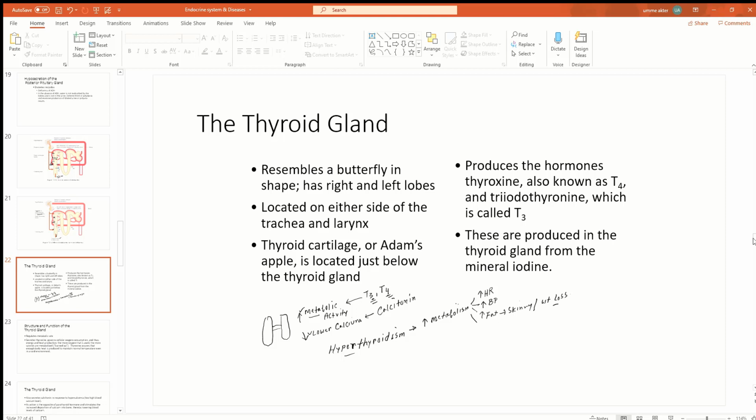Sleeplessness. The person will have less sleep. And easily irritated. The person will get cranky easily, and those are the signs of hyperthyroidism. Okay, and if the thyroid gland works less than normal, that is called hypothyroidism.